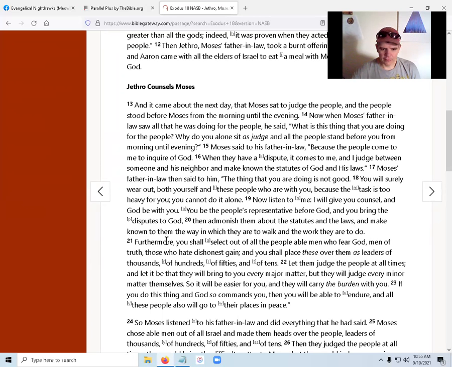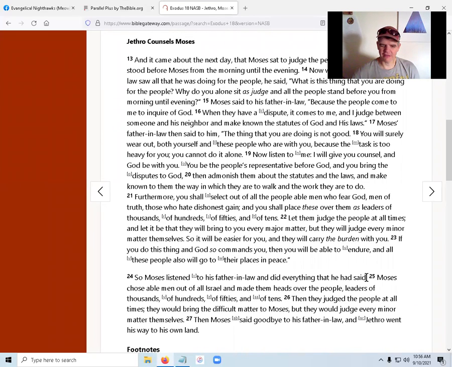Let's see. Furthermore, you shall select out of all the people able men who fear God, men of truth, those who hate dishonest gain. You shall place over them as leaders of thousands, of hundreds, of fifties. Let them judge all the people at all times, and let it be that they will bring to you every major matter. That's a lot easier. Okay. So Moses listened to his father-in-law and did everything that he said. Shouldn't Moses have asked God about it?